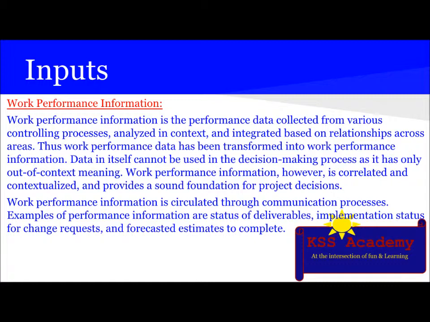Data in itself cannot be used in the decision-making process as it has only out of context meaning. Work performance information, however, is correlated and contextualized and provides a sound foundation for project decisions. Work performance information is circulated through communication processes. Examples of performance information are status of deliverables, implementation status for change request, and forecasted estimates to complete.